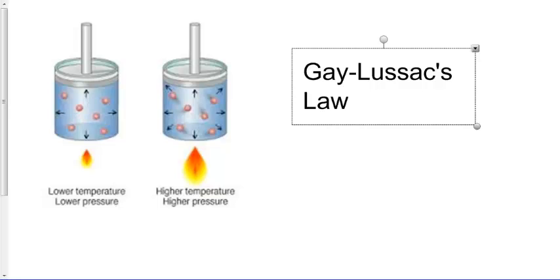So today we're going to talk about a new law. The new law is called Gay-Lussac's Law, and it has to do with the direct proportion relationship between temperature and pressure. If you lower the temperature, those particles are going to move less quickly. They're not going to collide as often, so the pressure will be less. If you heat it up, those particles are going to move faster, and of course if they're moving faster, they're going to run into each other more often.